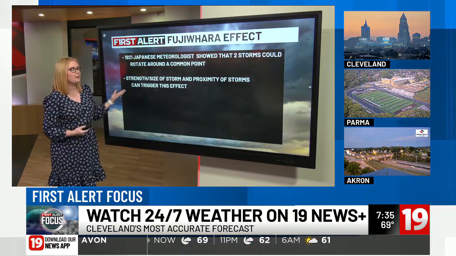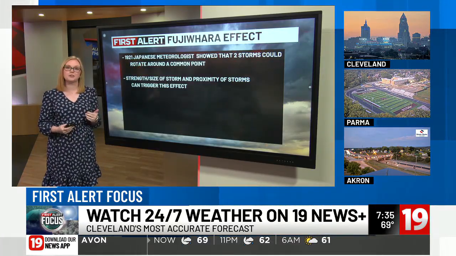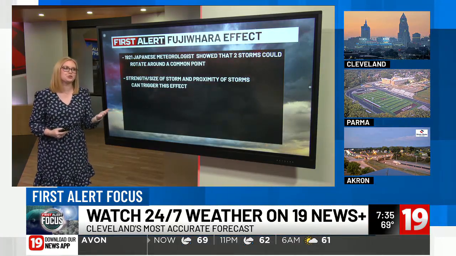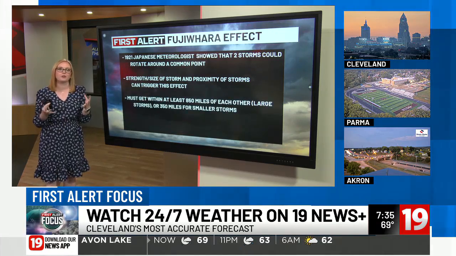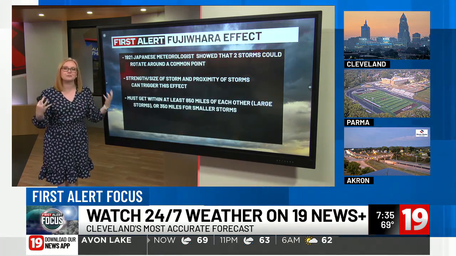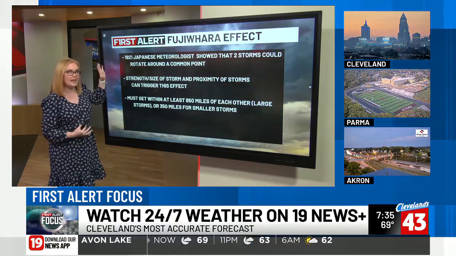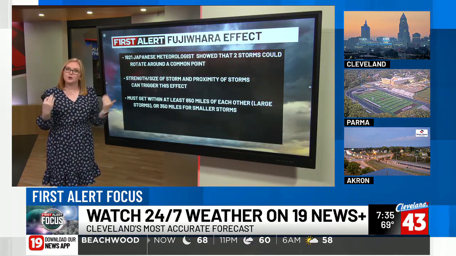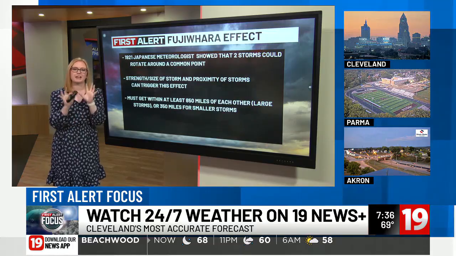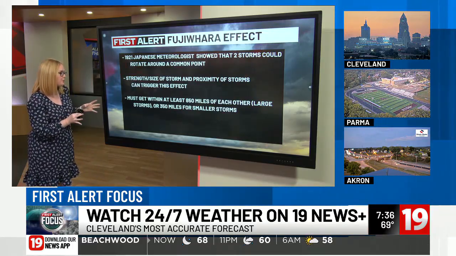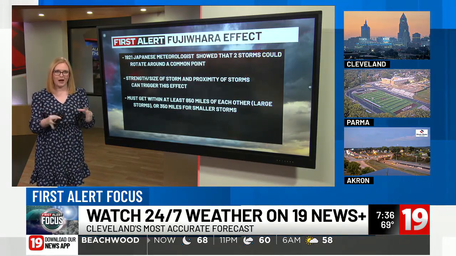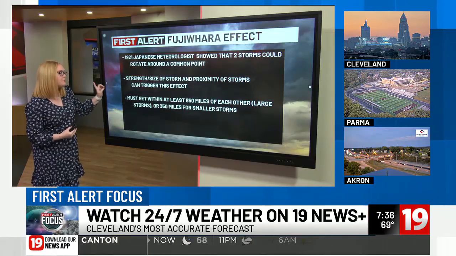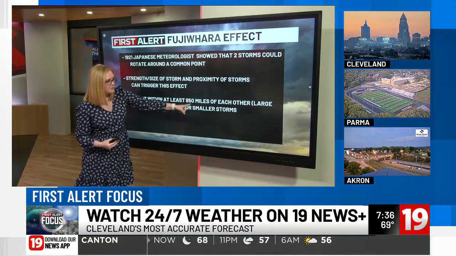So a lot of times when we talk about this effect specifically, we tend to refer to it in terms of tropical meteorology, though I'm sure if you have just an area of low pressure spinning through, say, the United States, and you've got a couple of different ones interacting with one another, you can also see this very similar effect. But we're going to keep this more so in the tropical sense, at least when we're talking about this specific example. So it must get within 850 miles of each other.